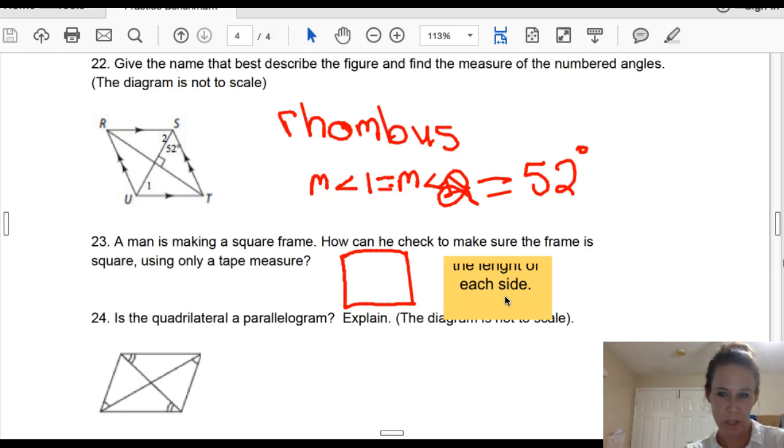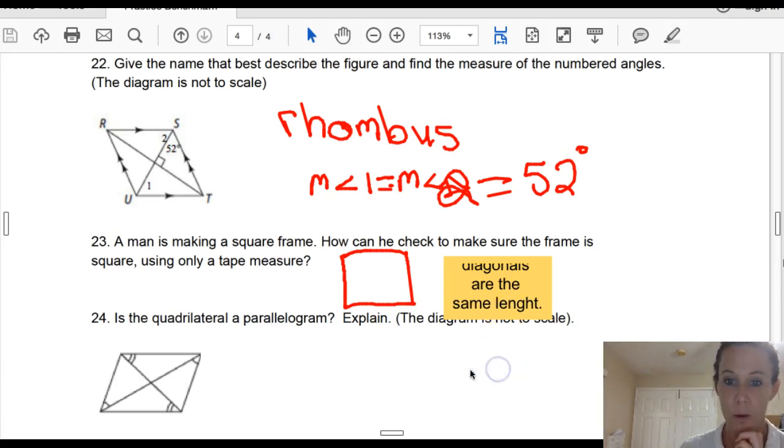Well, it could be a rhombus. You could have it slanty. How do you know that you're going to get a square? Well, in a square, you want the diagonals to be the same length, because if it's slanted, your diagonals won't be the same length. So first check to see the sides are the same length. Then check to see that the diagonals are the same length. All right, and that's how we're going to do it.